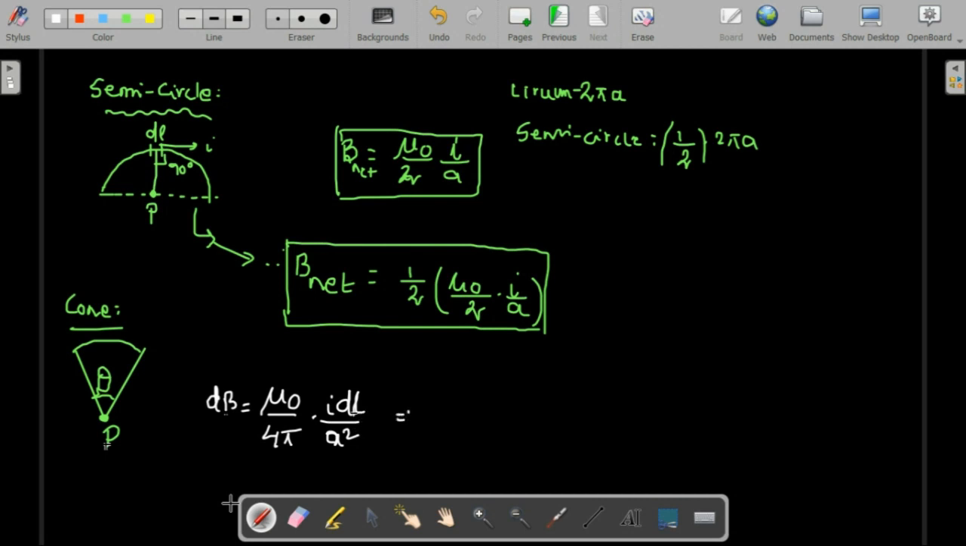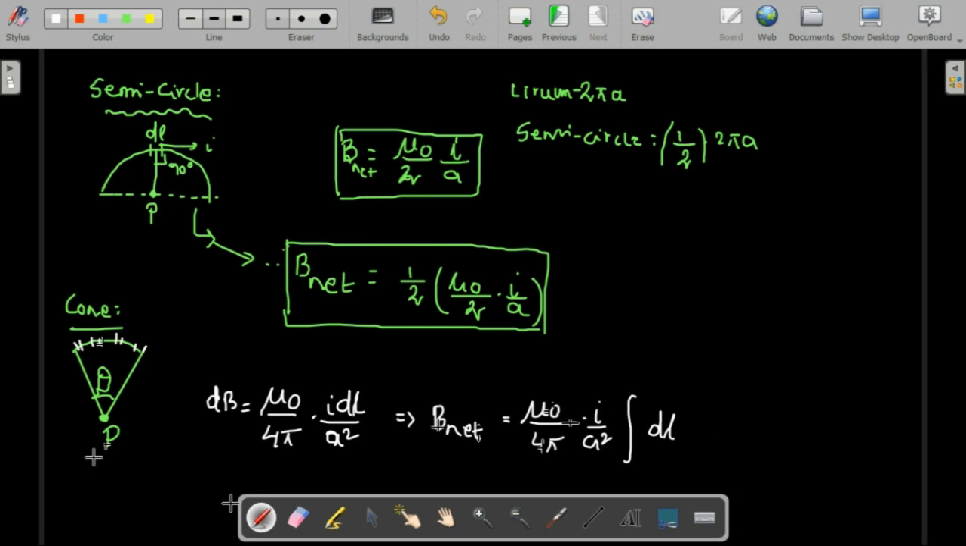So if I want to find out what is my total B net, we have to write it down as mu naught divided by 4 pi into I by a square, integration of dl, right? But dl this time is, this is dl, this is dl, this is dl. It's on the arc, right? It's not the entire circle, so we cannot directly use our formula, right? That will be a bit tricky.